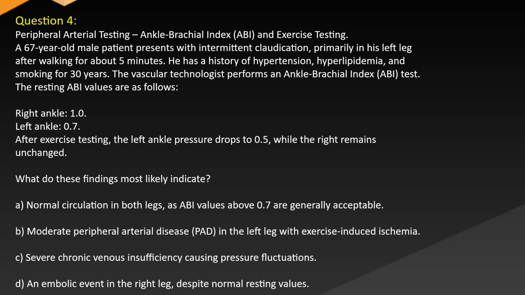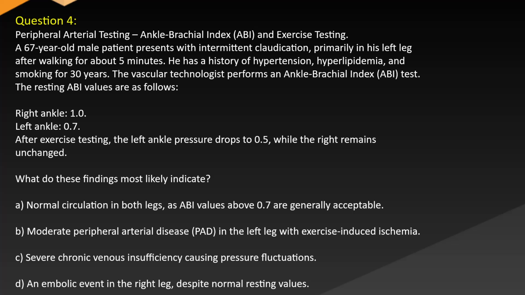Question 4. Peripheral arterial testing. Ankle brachial index, ABI, and exercise testing. A 67-year-old male patient presents with intermittent claudication, primarily in his left leg after walking for about 5 minutes. He has a history of hypertension, hyperlipidemia, and smoking for 30 years. A vascular technologist performs an ankle brachial index (ABI) test. The resting ABI values are as follows.